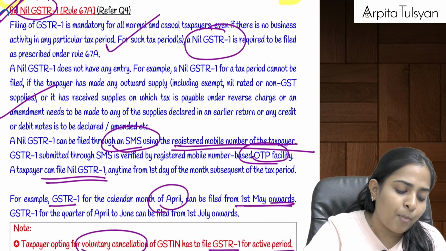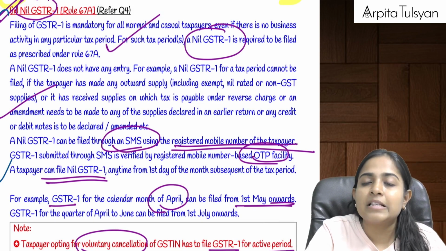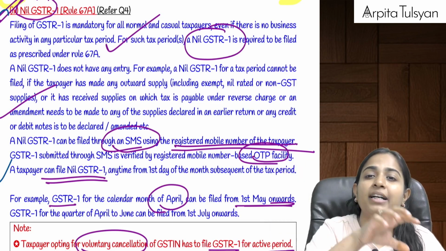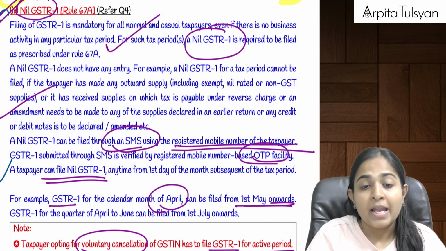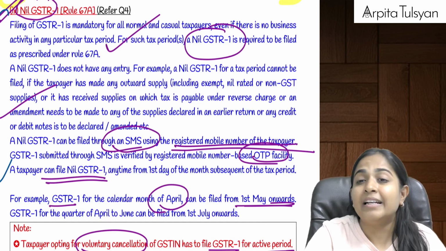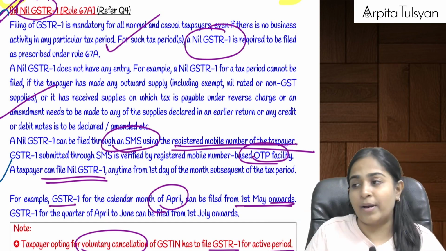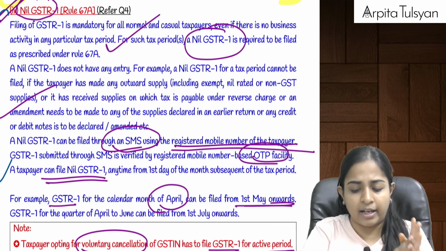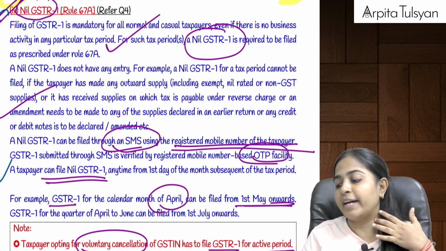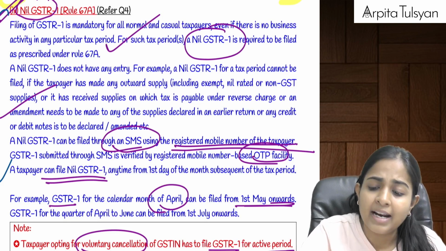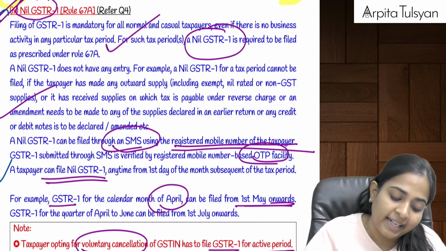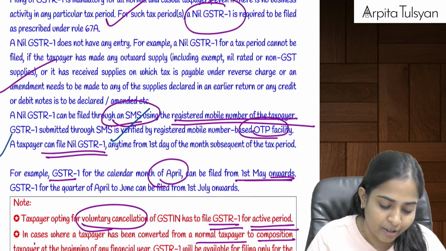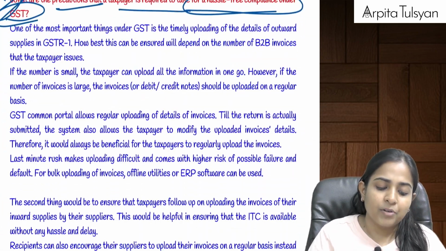Right, now suppose at your end there is no data at all in any of the tables in your GSTR1, still you are required to file a nil GSTR1. That is mandatory. You cannot say that there are no business transactions, so I will not file GSTR1. That won't work. So in that case you will have to file a nil GSTR1, which can be filed on the common portal, or using an SMS facility from the mobile number of that particular registered person. Are you clear with this?